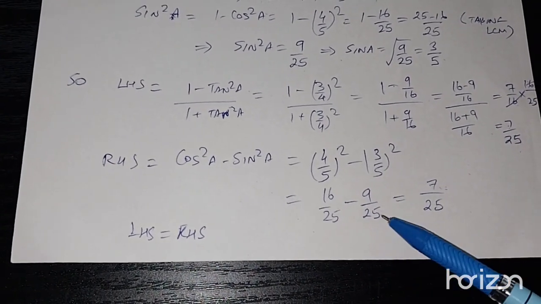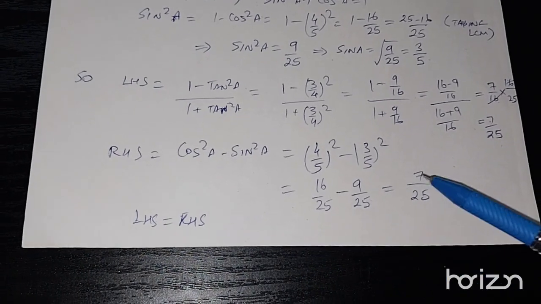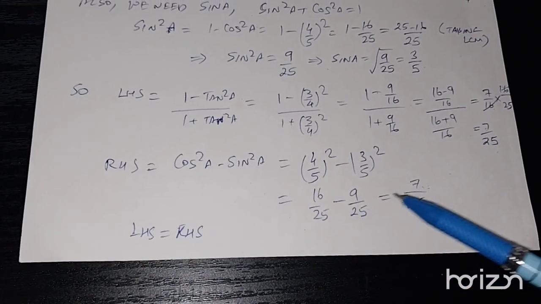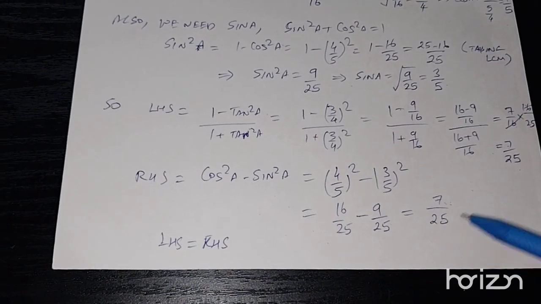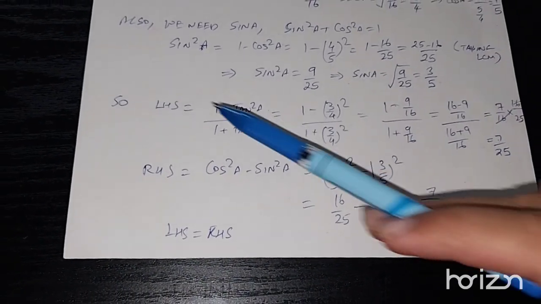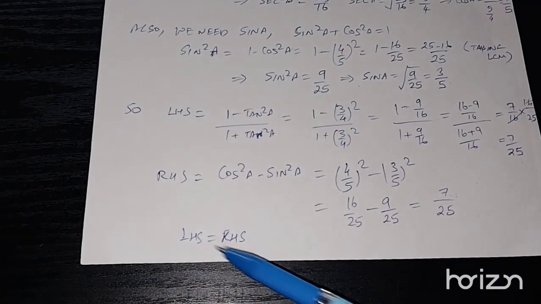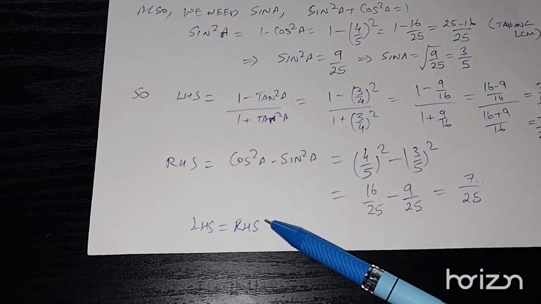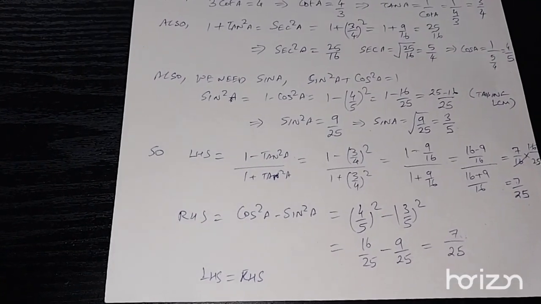Okay, in this case both the denominators are the same, so you don't need to take LCM. So 16 minus 9, you will get 7. Okay, so 7 by 25 here also, 7 by 25 here also. So LHS is 7 by 25, RHS is equal to 7 by 25, so LHS is equal to RHS. Okay, so this problem is solved like this using trigonometric identities.